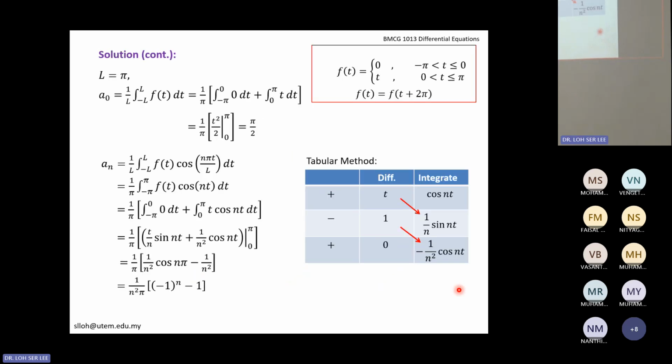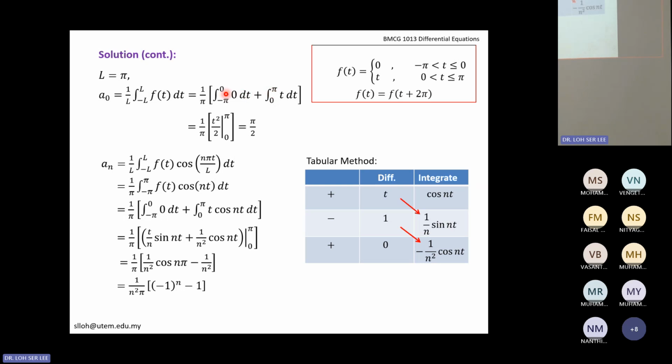Okay, then L is pi. We will start to find A naught. Substitute L by pi, and you will get this one, from -pi up to pi. But from -pi up to pi, we have two different functions, so we will break this integral into two parts.